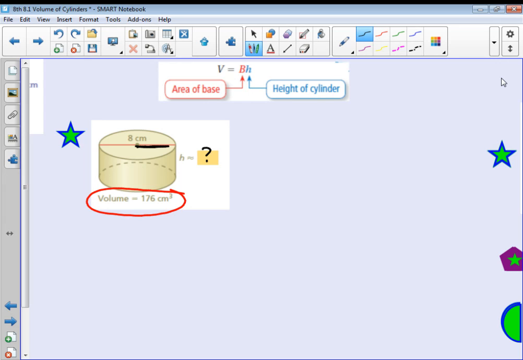So we're still going to write out our formula and then plug in the known. Our volume equals the area of our base, which is pi times radius squared, and then times the height. The information I have is the volume is 176. So where I have V, I'm going to write 176 equals pi. Our radius, well, the whole distance is 8, so that leaves that to be 4. So times 4 squared times our height.